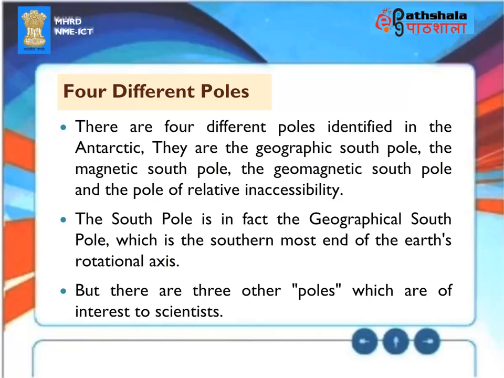4 different poles. There are 4 different poles identified in the Antarctic. They are the geographic South Pole, the magnetic South Pole, the geomagnetic South Pole, and the pole of relative inaccessibility. The South Pole is in fact the geographical South Pole, which is the southernmost end of the Earth's rotational axis. But there are 3 other poles which are of interest to scientists.